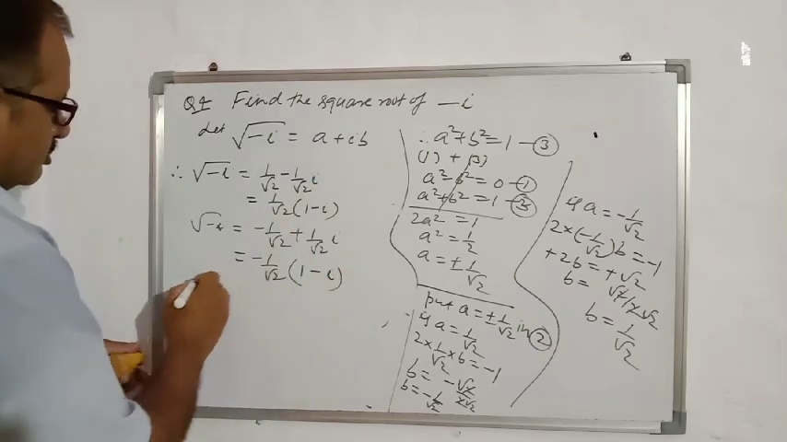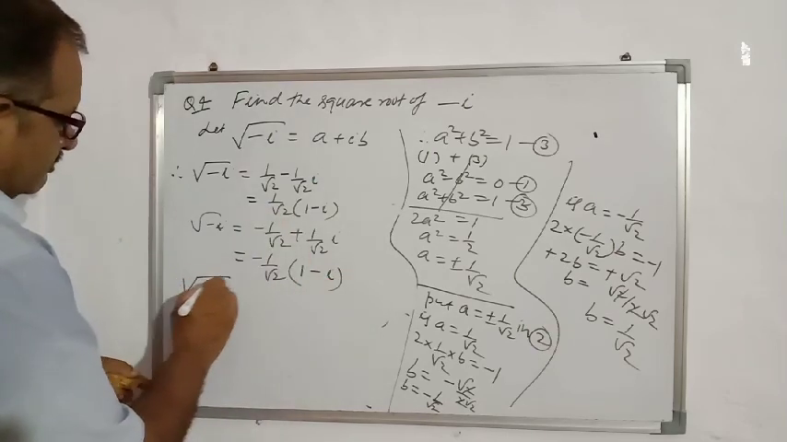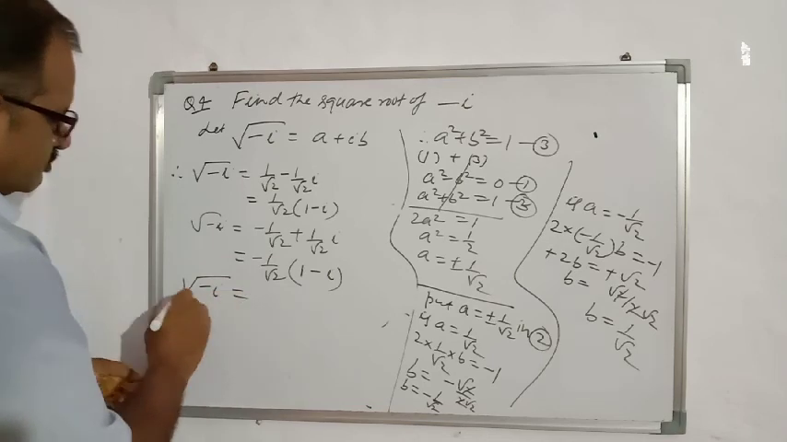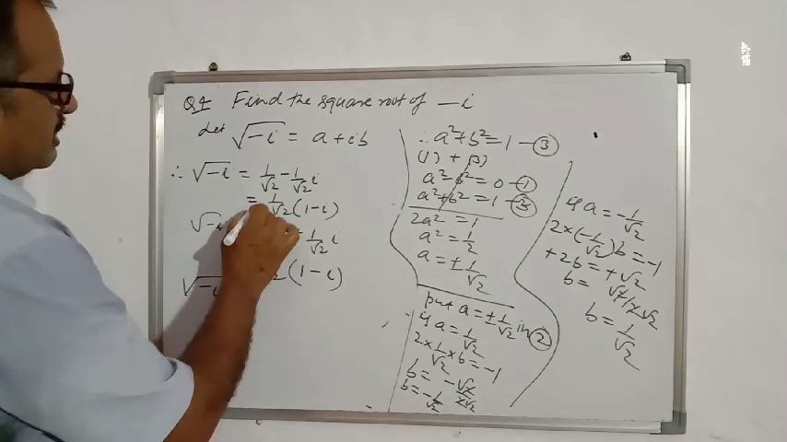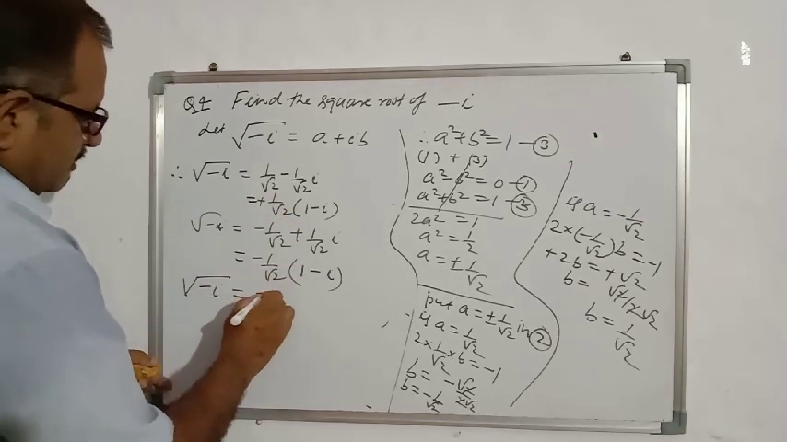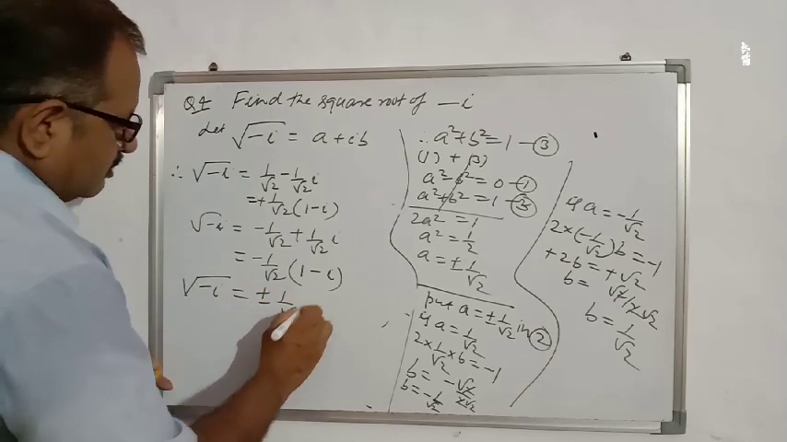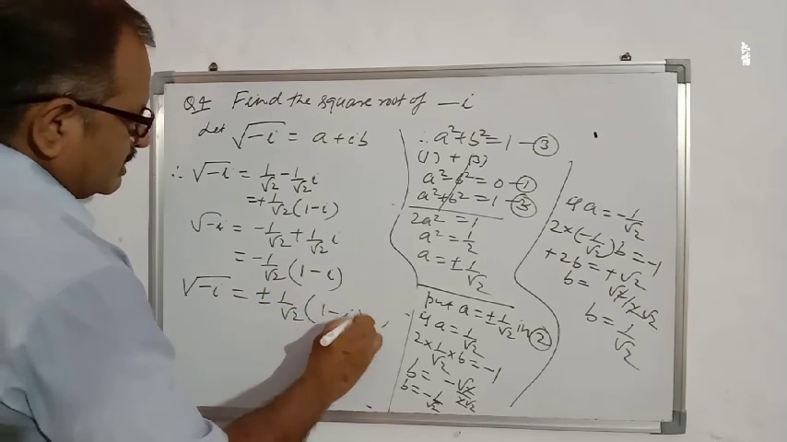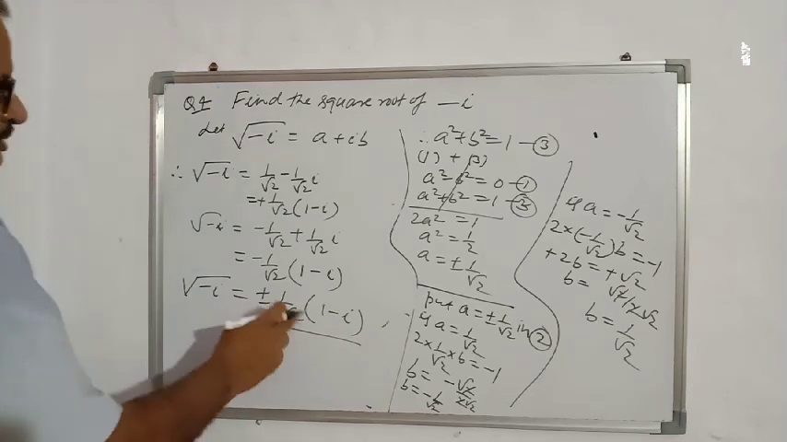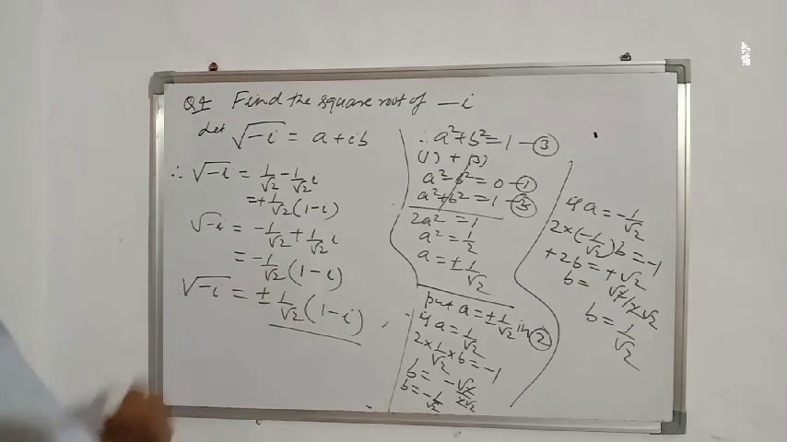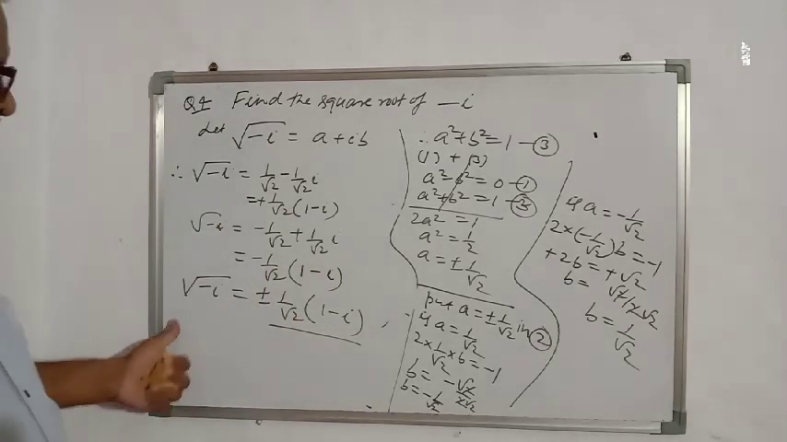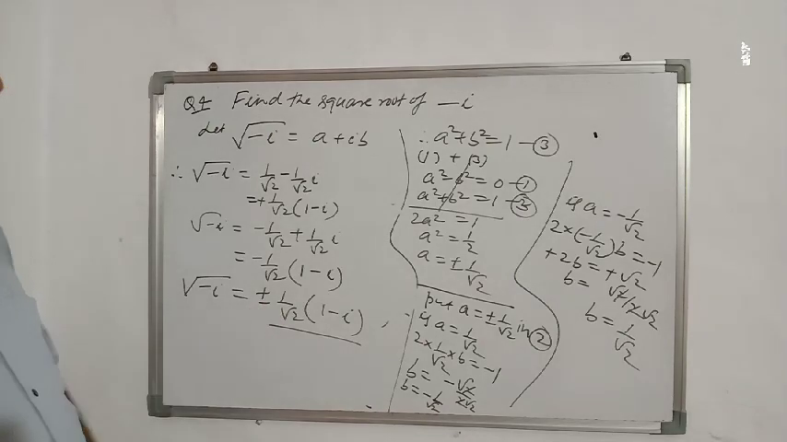So combining both, we will write the square root of minus i as plus or minus 1 by root 2 times (1 minus i). So we are getting 2 square roots in every question.